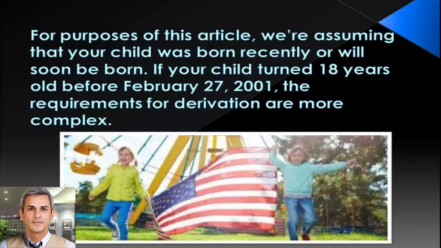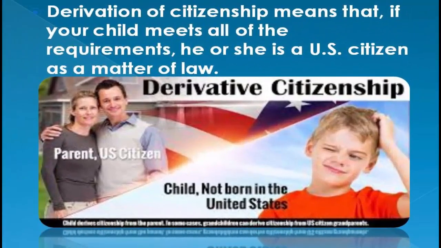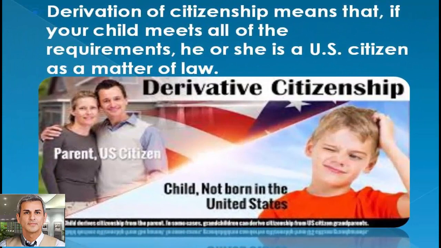For purposes of this article, we're assuming that your child was born recently or will soon be born. If your child turned 18 years old before February 27, 2001, the requirements for derivation are more complex. If your child is 18 years old before 2001, or if your child is adopted or is a stepchild, you should get more information and watch our next video to help you understand the various requirements. Derivation of citizenship means that, if your child meets all of the requirements, he or she is a U.S. citizen as a matter of law.